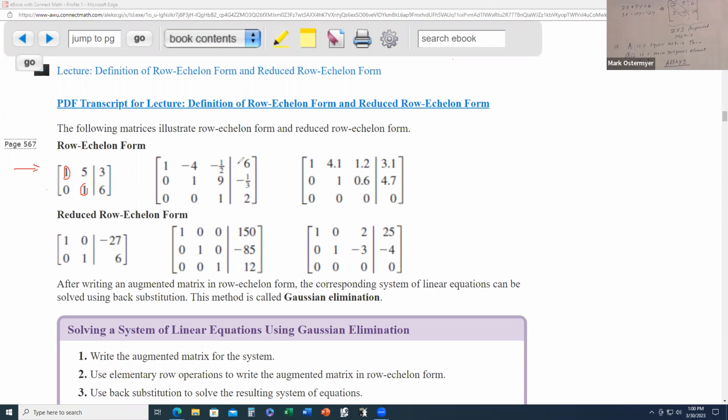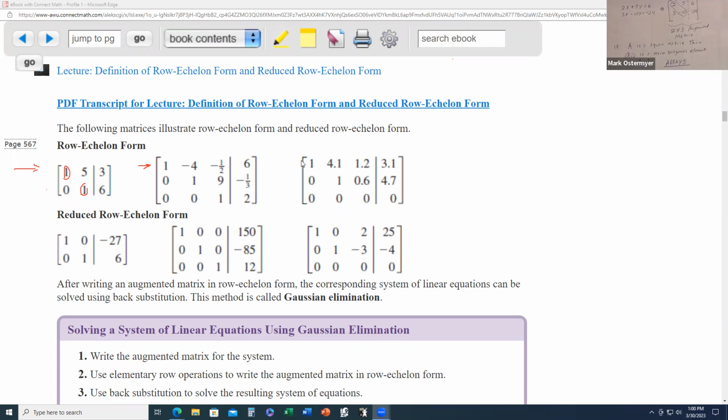This matrix here is in row echelon form. Notice the first non-zero entry you strike in any row from left to right is a 1. 1 here, 1 here, 1 here. Notice that the 1s are on the main diagonal, meaning that the 1 in row 2 is in a column that's to the right of the column that contains the 1 in row 1. The 1 in row 3 is in a column that's to the right of the column that contains the 1 in row 2. That's a part of the requirement of being in row echelon form here. So this matrix is in row echelon form.